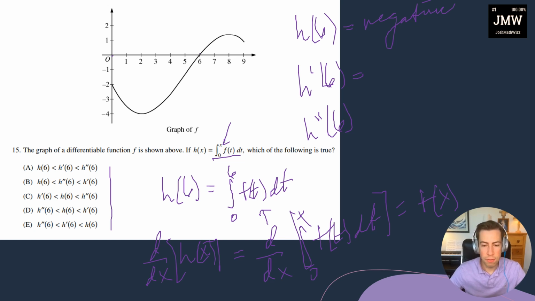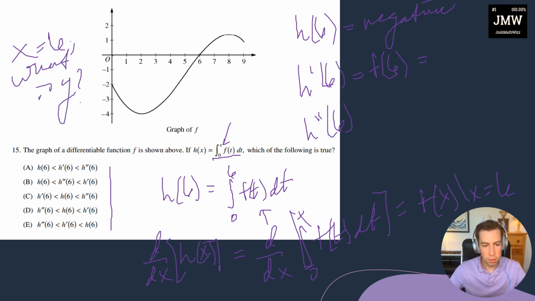Now, if I evaluate this when x equals 6, then I have that h prime of 6 is equal to f of 6, which is equal to, and then you have to go figure out, if x equals 6, what is y? So let's look at that. When x is 6, I see that my y value is actually 0. So if it's 0, then that's just the answer.